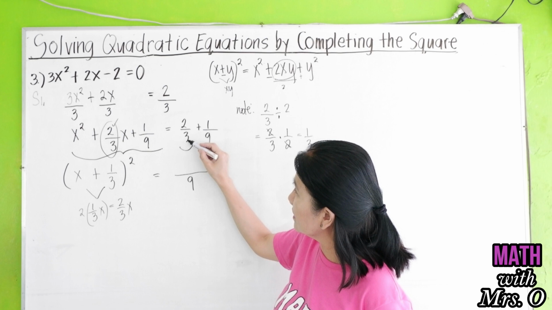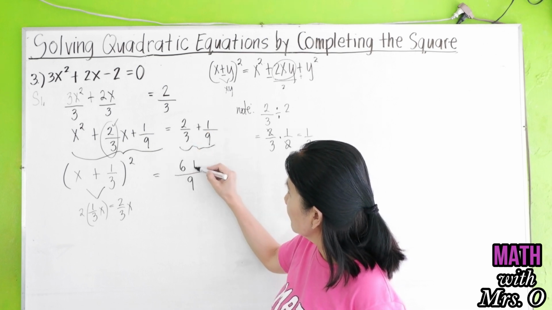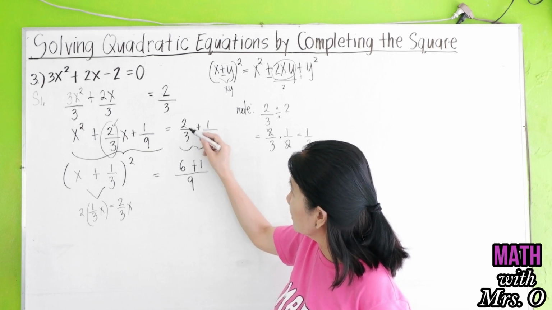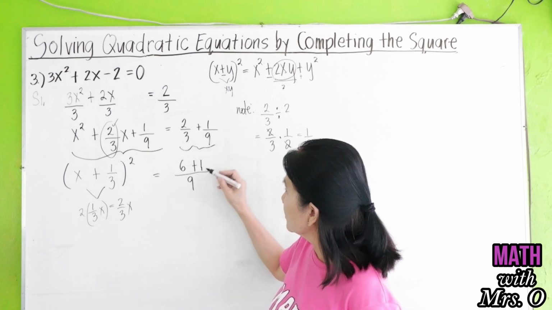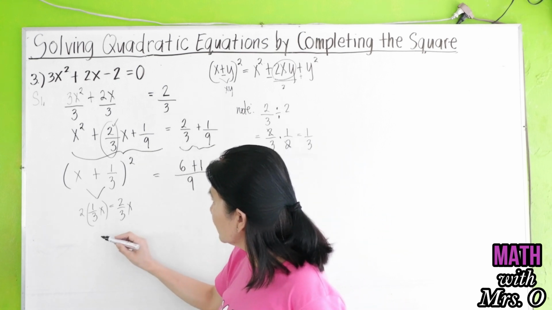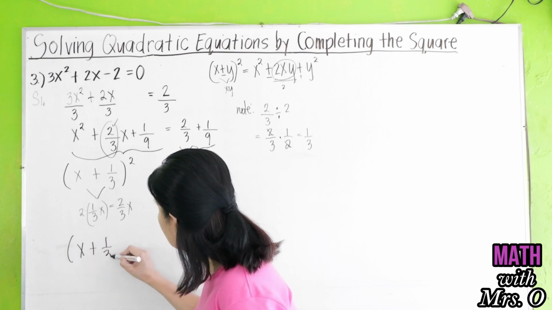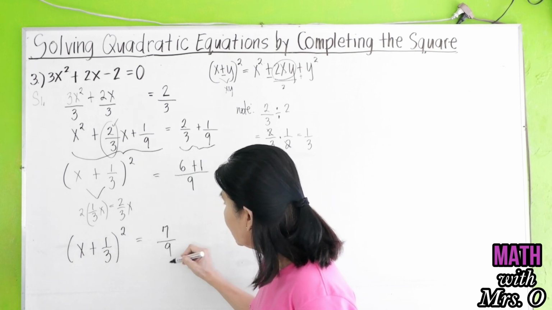9 divided by 3 is 3. 3 times 2, that is 6. Plus 1. Repeat, 9 divided by 3 is 3. 3 times 2 is 6. This is 1/9, so you just have to copy that. So this gives you now a 7/9. So x plus 1/3 quantity squared is 7/9.